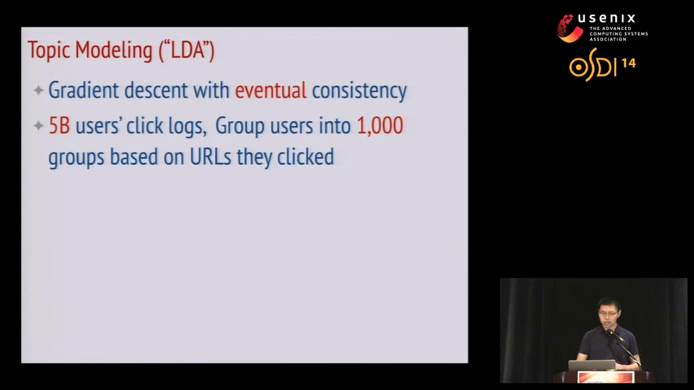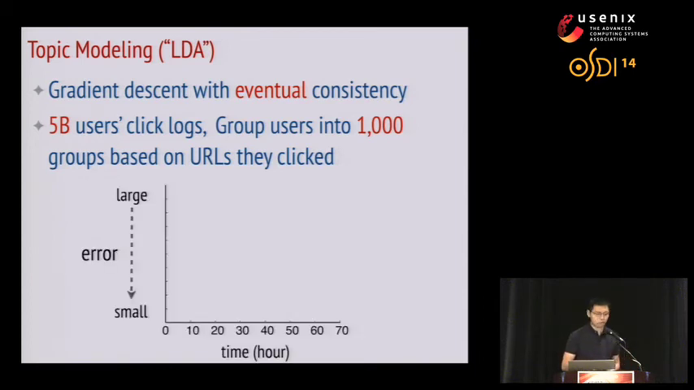Our next application is topic modeling, often referred to as LDA. We implement gradient descent using an eventual consistency model in the parameter server. It's similar to the algorithm used by Amr Ahmed. To evaluate this system, we collected 5 billion user logs, and we grouped these users into 1,000 groups based on the URLs they clicked. So these groups are user interest groups.